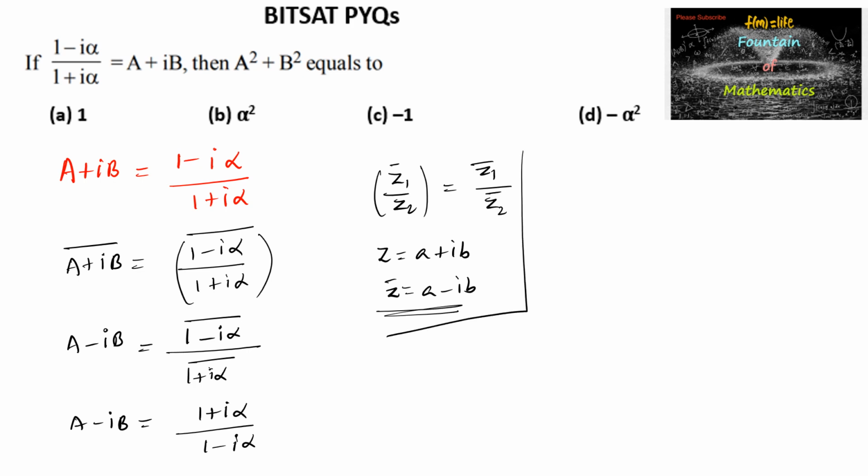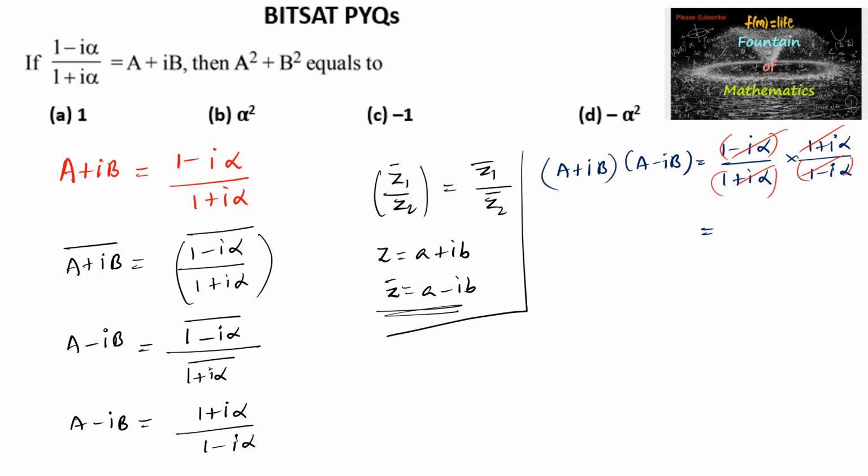And now let us multiply both, a plus ib into a minus ib, which is equal to (1 minus i alpha) divided by (1 plus i alpha) into (1 plus i alpha) divided by (1 minus i alpha). So we can write as 1.